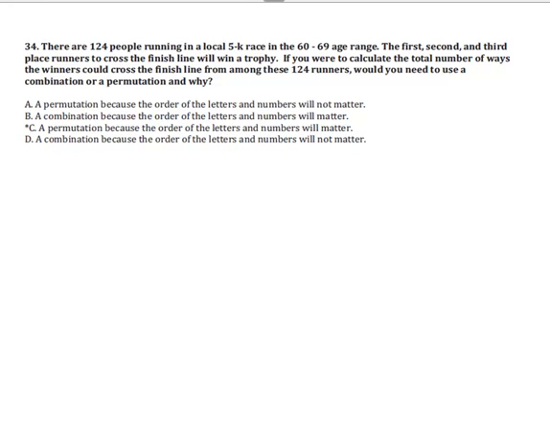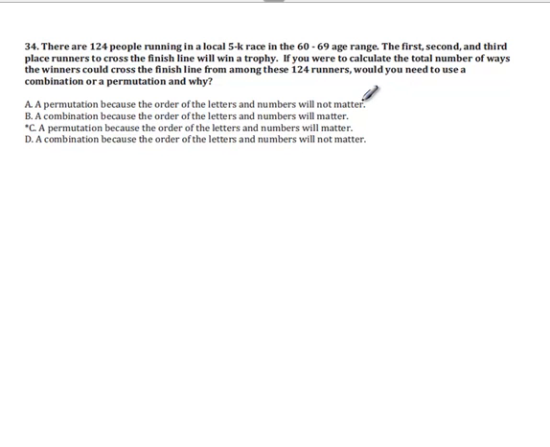Item number 34. There are 124 people running in a local 5K race in the 60 to 69 age range. The first, second, and third place runners to cross the finish line will win a trophy. If you were to calculate the total number of ways the winners could cross the finish line from among these 124 runners, would you need to use a combination or a permutation, and why?